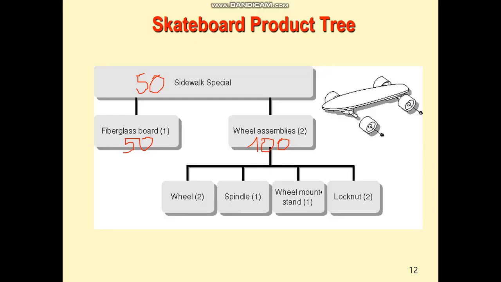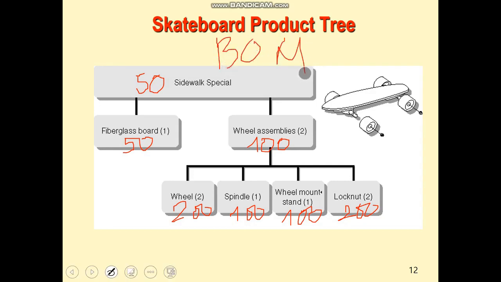To have 100 wheel assemblies, how many wheels do you need? You need 200 wheels, right? And you need 100 spindles. You need 100 wheel mount stands, and you need 200 lock nuts. Okay, so based on the BOM, you know how many materials, how many components you need to prepare to produce 50 sidewalk specials.